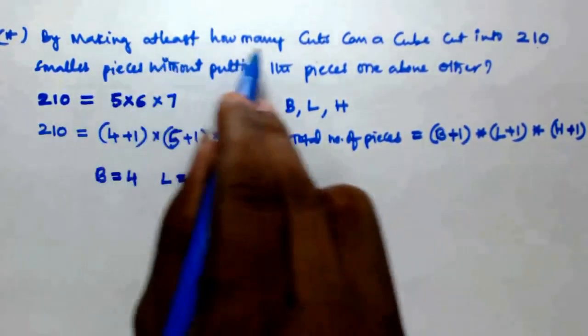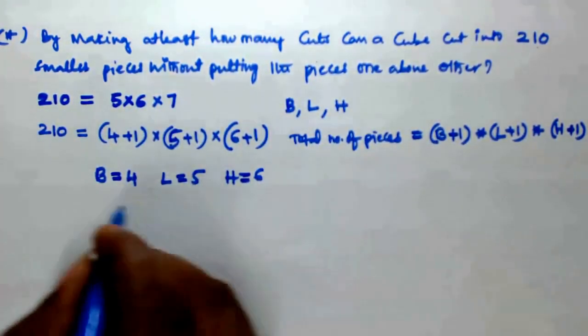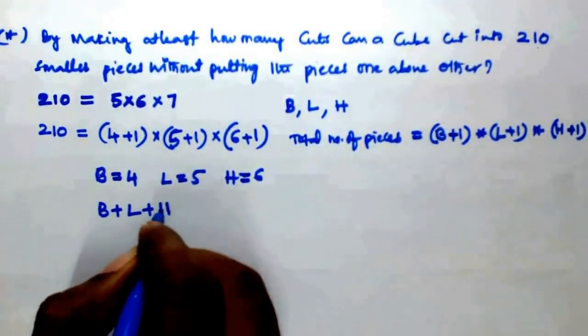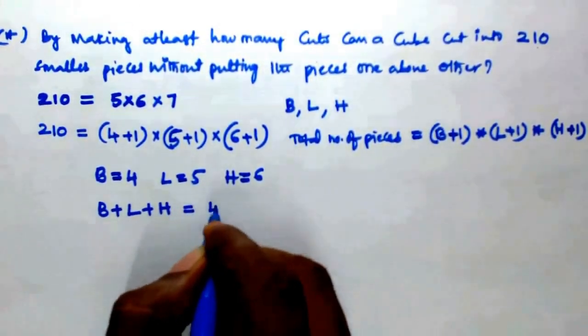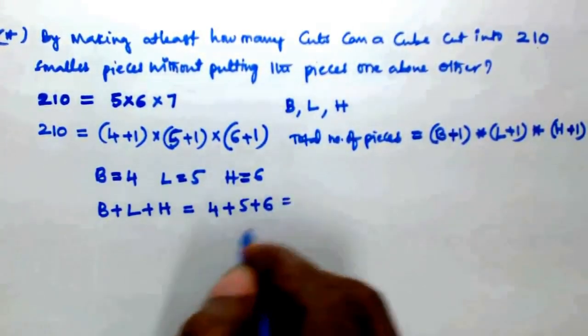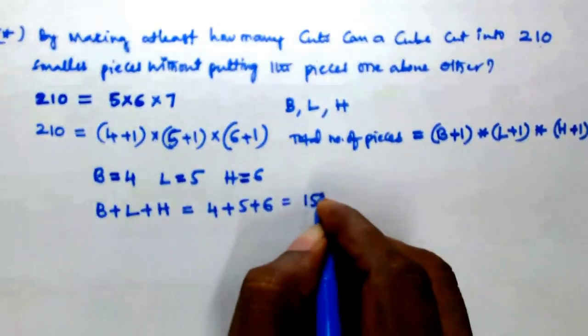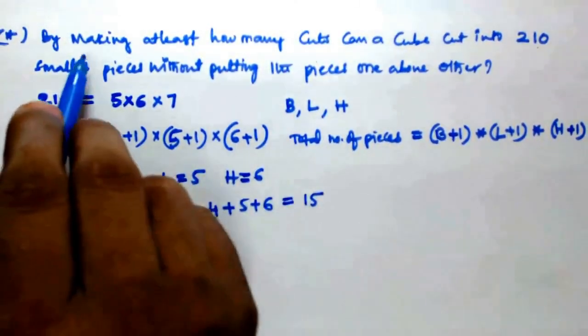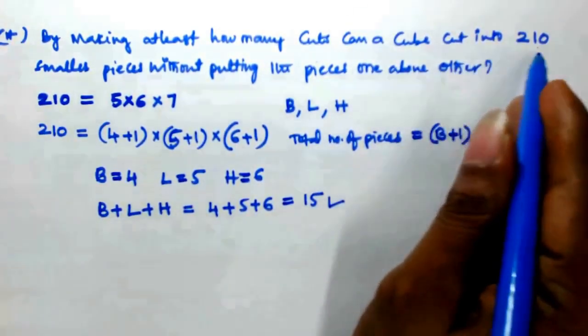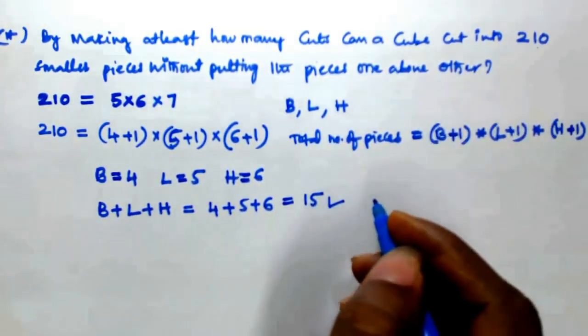But now we have to find how many cuts in total. So we have to find B plus L plus H. This will give the total number of cuts. That is going to be 4 plus 5 plus 6, which is 15. So that means by making at least 15 cuts we can cut a cube into 210 smaller pieces.